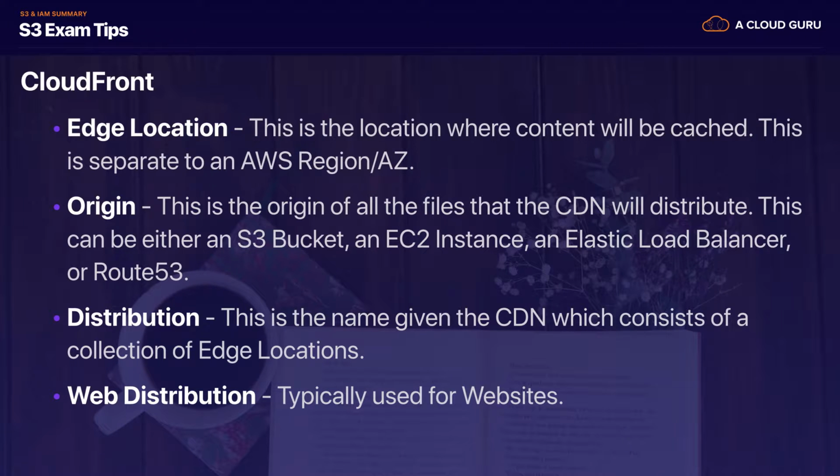And then we have 2 different types of distributions. We've got our web distributions. This is typically used for websites. And then we've got RTMP. This is used for Adobe Media, and it's used for media streaming.